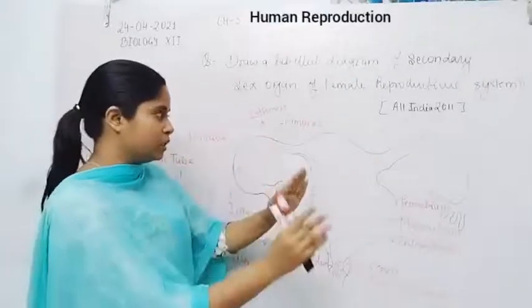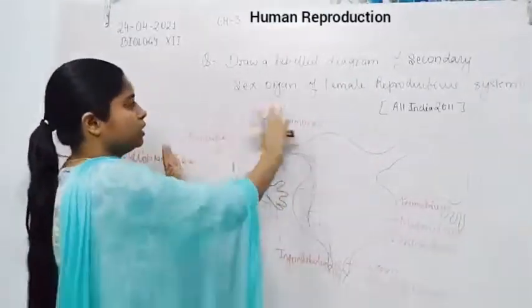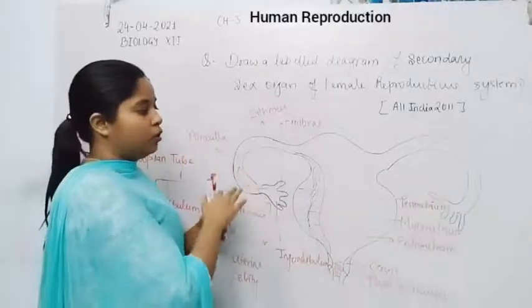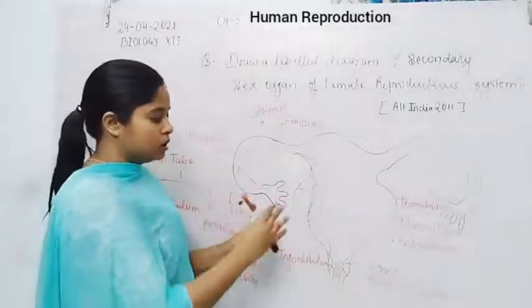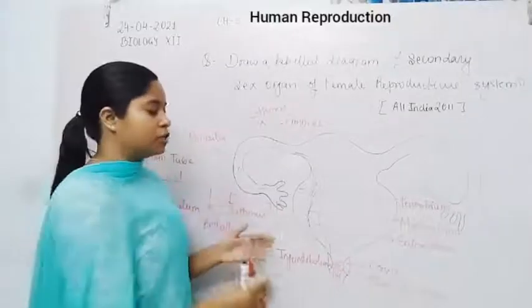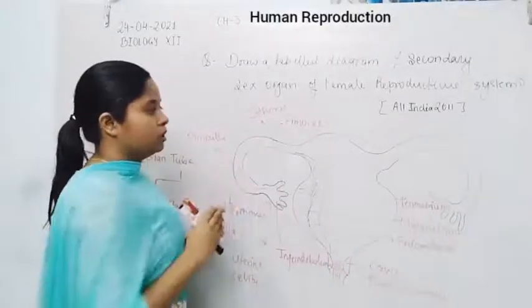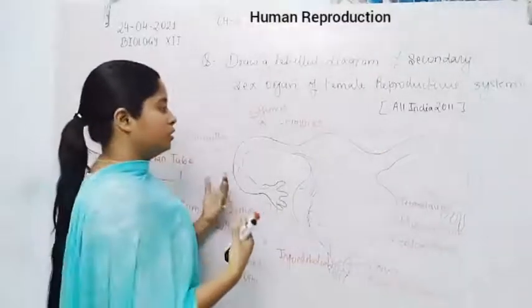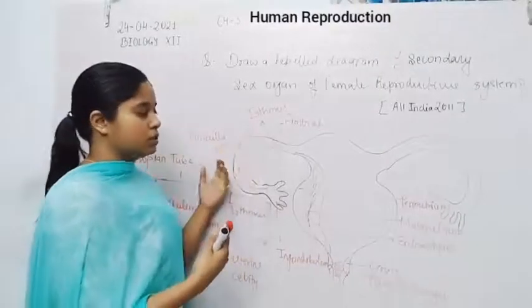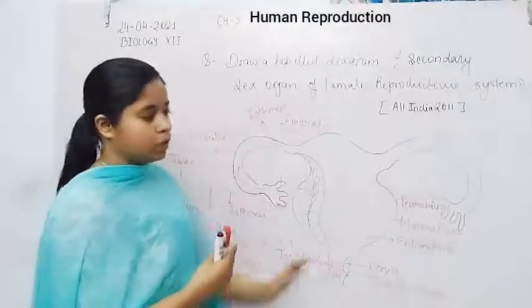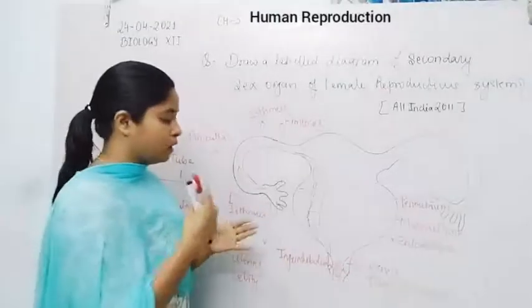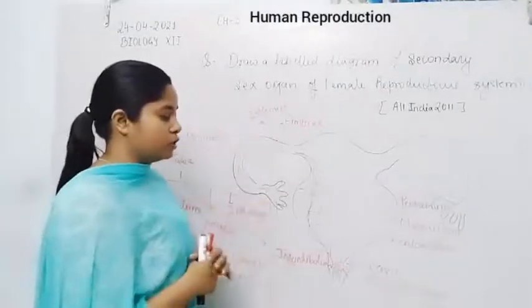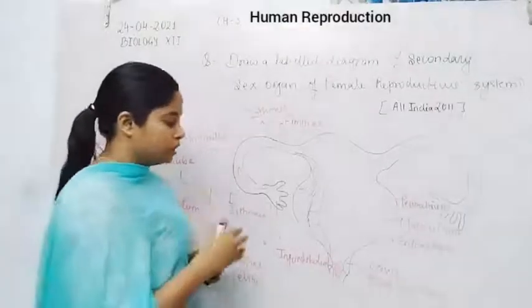So the environment is provided by the ampullary isthmus junction, and all these events actually support fertilization in the ampullary region. So not only the environment given by the ampulla or isthmus region, the other organs also support the fertilization and entry of the sperm.